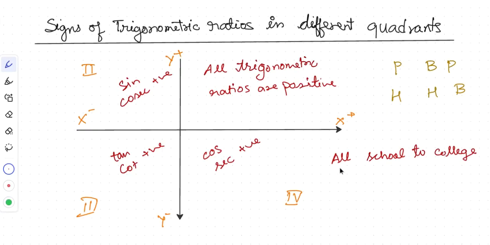So in the first quadrant, all the trigonometric ratios are positive. In the second quadrant, S for sine and its reciprocal cosec are positive. In the third quadrant, T for tan and its reciprocal cot are positive. And in the fourth quadrant, C for cos and its reciprocal sec are positive.